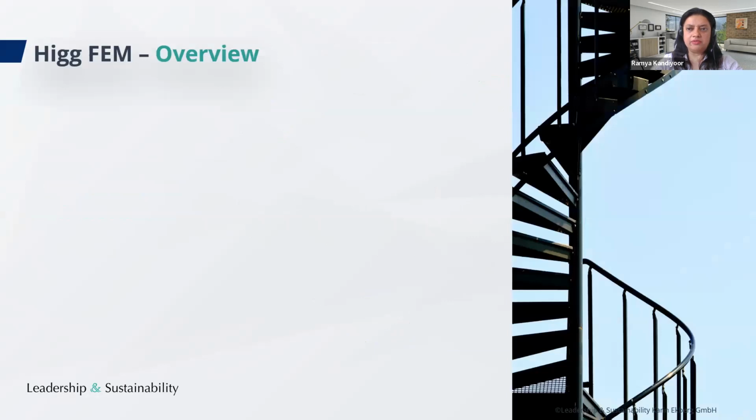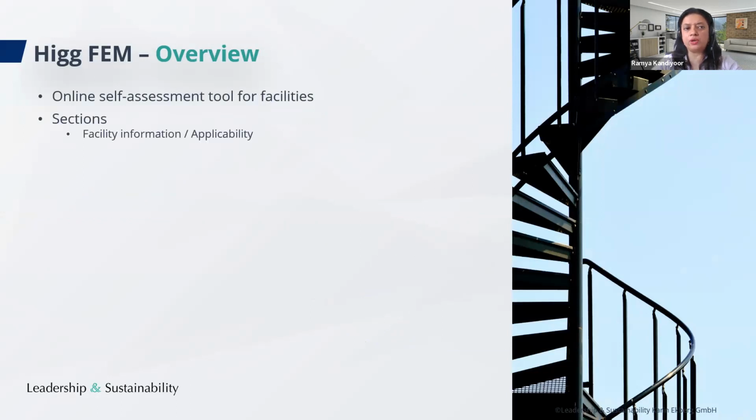And here, let us take an overview of what the Higg FEM is before we go into the details. It's basically an online self-assessment tool for all of your facilities. And as you have seen before on the trail, the FEM is basically divided into many different sections. So this is what you see here, the sections in the Higg FEM.